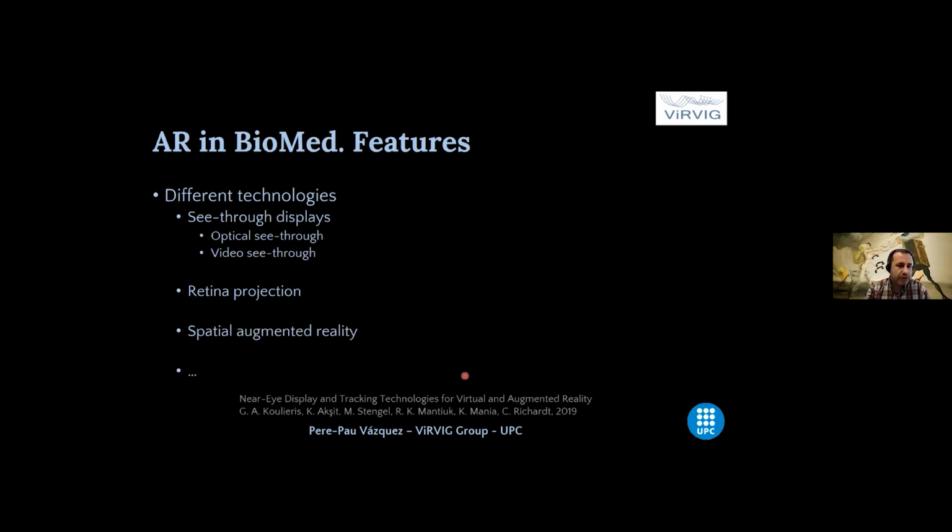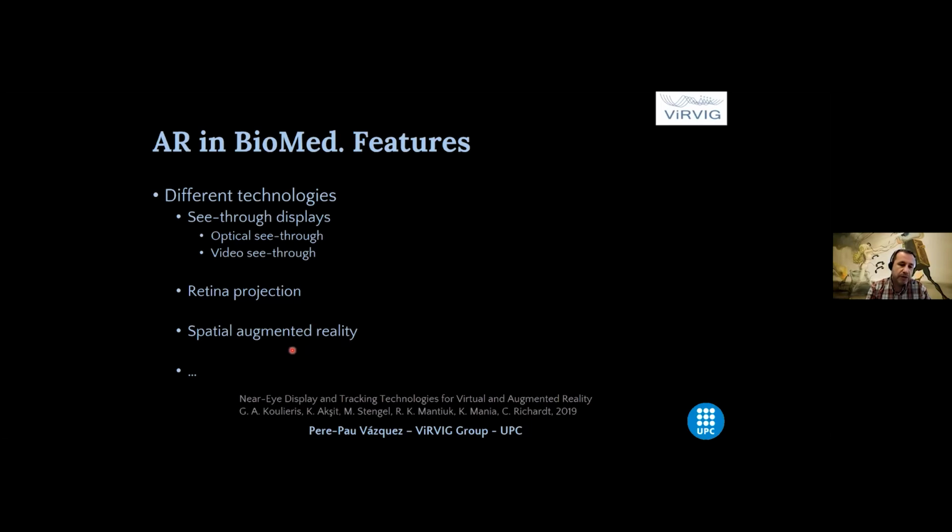There are different technologies to achieve this. Some are see-through, such as optical see-through, where we see the real world and superimpose something. Or video see-through, which means that we record the real world with a camera, such as the camera of a phone, and we superimpose some information. But there's also new technology intended to project information on your retina.